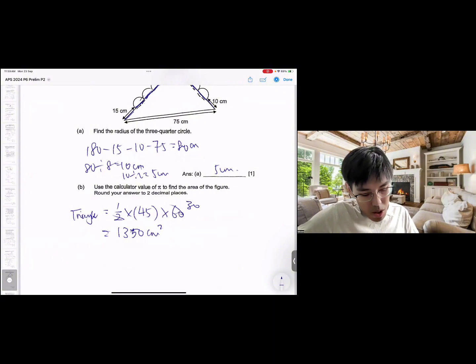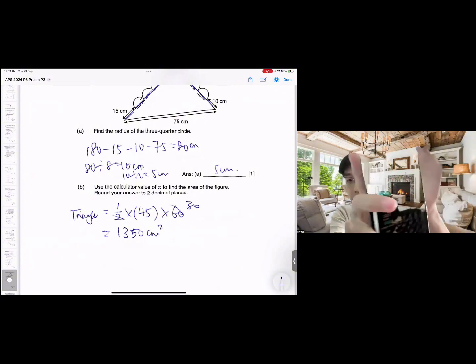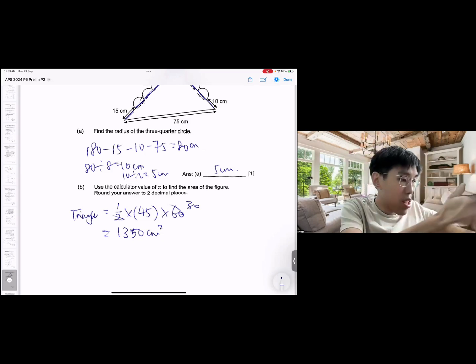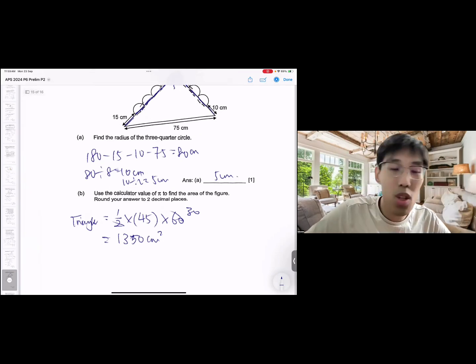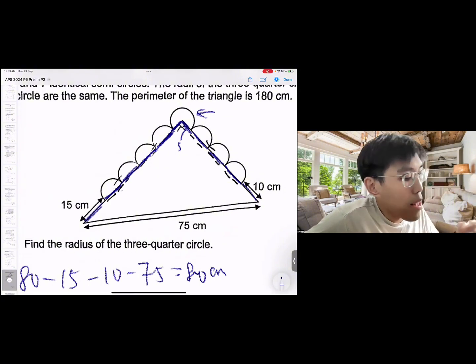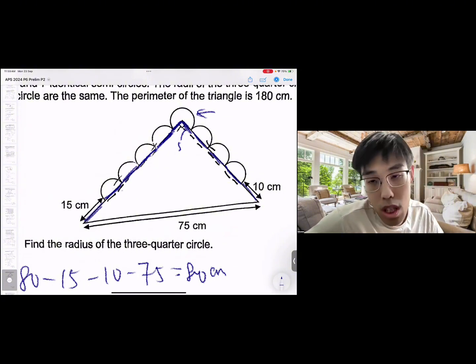Not sure if the calculation is okay, just press the calculator. Doesn't matter. Okay, 1350. So this is the area of the triangle. Let's look at the circle parts over here. So how many semicircles are there? 1, 2, 3, 4, 5, 6, 7. And then there's one 3/4 circle.